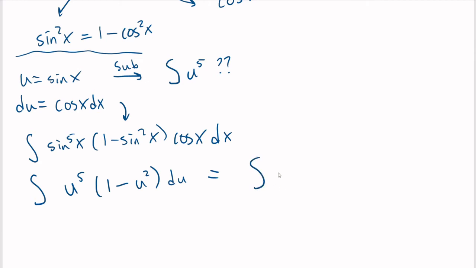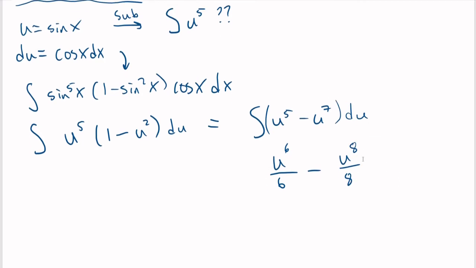Okay, so from here, we know how to do this. Let's just do a little algebra here. U to the 5th minus u to the 7th du. Okay, do the antiderivative. Add 1, divide. Add 1, divide.